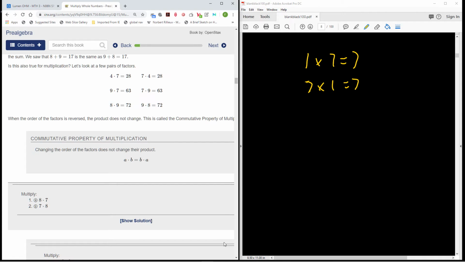Now we're multiplying here. Commutative property of multiplication. In this case, commute means to move. So the numbers being multiplied can move, but the product remains the same. So A times B is the same thing as B times A. If I have 2 times 3 here, it's the same thing as 3 times 2. Both of them will give me a product of 6. The numbers can change location, but the product remains the same.